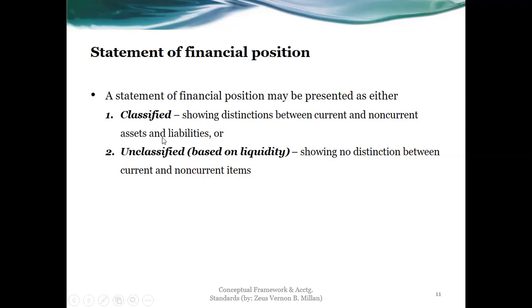Second is unclassified based on liquidity. So no distinction of current and non-current. They are mixed together and they're arranged based on liquidity. Liquidity is the ability of the entity to pay short-term obligations, or to use items to pay for obligations. So that's how we are going to arrange them all together. But for classified, this is going to be tricky because we have to really classify them into current and non-current aside from being grouped under aggregation concept for similar items. So that is statement of financial position.